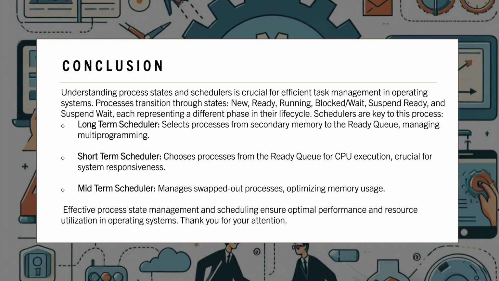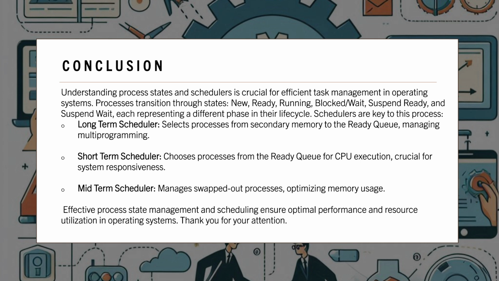Now, let's have a look at what we have learned in this video. Understanding process states and schedulers is crucial for efficient task management in an operating system. Processes transition through states: new, ready, running, blocked, wait, suspend wait, and lastly termination. Each represents a different phase in their life cycle.